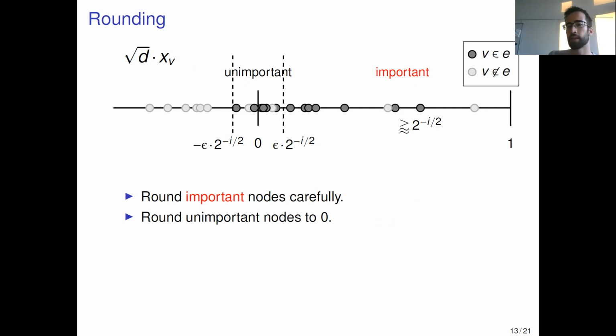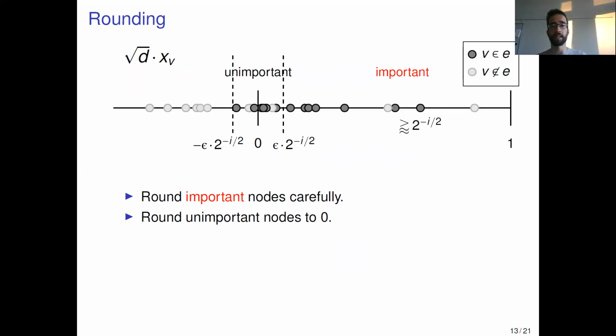Now for important vertices, we're going to round them very carefully. How carefully? Well, it doesn't really matter. So carefully that in the analysis, it won't really matter. It's going to be almost as though we didn't round them at all. But this is still going to be fine, actually. And we're going to round unimportant vertices to 0.